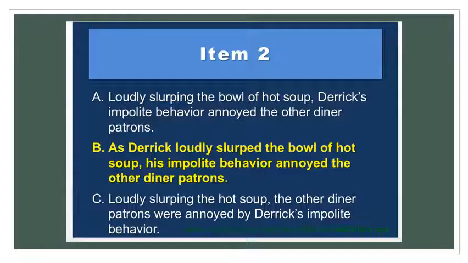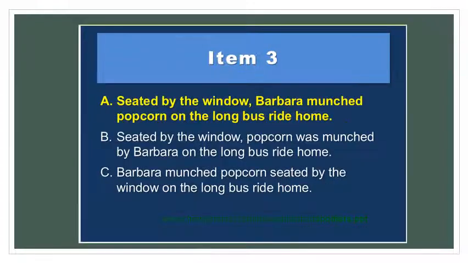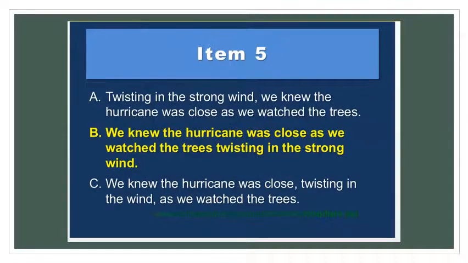As Derek loudly slurped the bowl of hot soup, his impolite behavior annoyed the other diner patrons. That makes sense. Seated by the window, Barbara munched the popcorn. The popcorn wasn't seated by the window, Barbara was. Just take a minute and read through the items and make sure that they make sense.